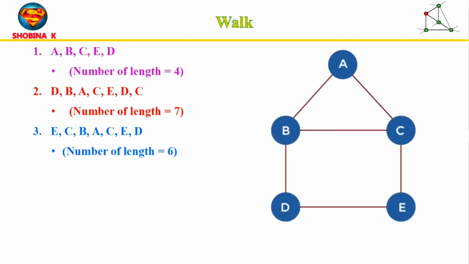In this example, we have a graph. In the graph, there can be many walks. Some of them are given here. The first sequence can be A, B, C, E, D, and here the length is 4. The second sequence can be D, B, A, C, E, D, C. Here the length of the walk is 7. And one more sequence, in that we have E, C, B, A, C, E, D. And here the length is 6.